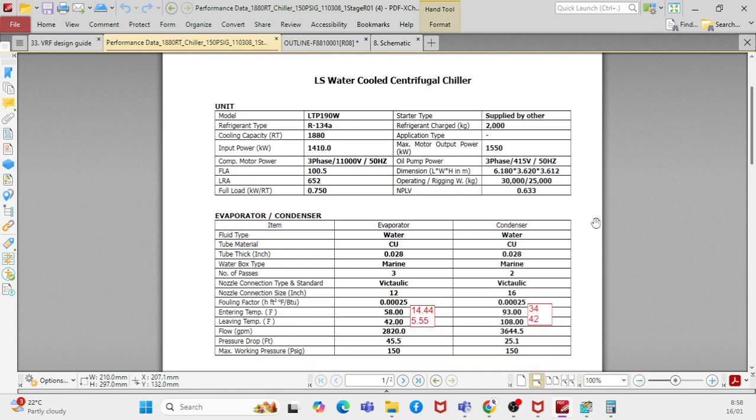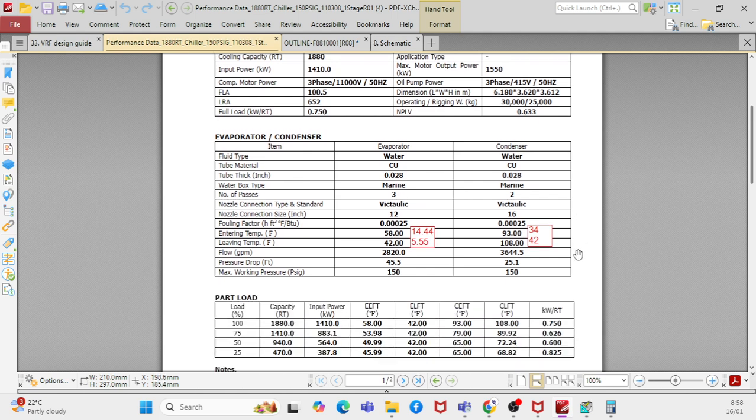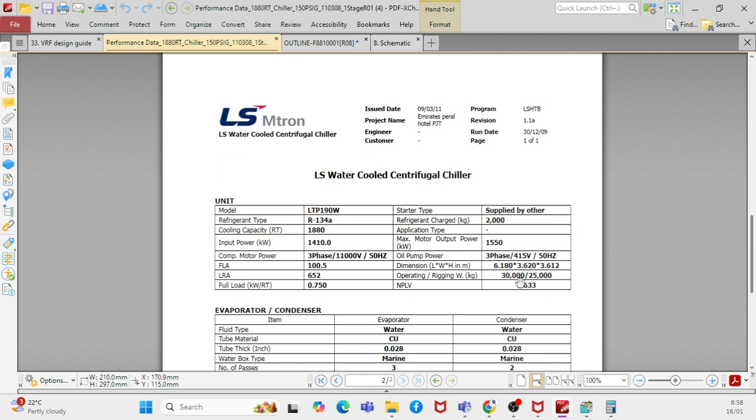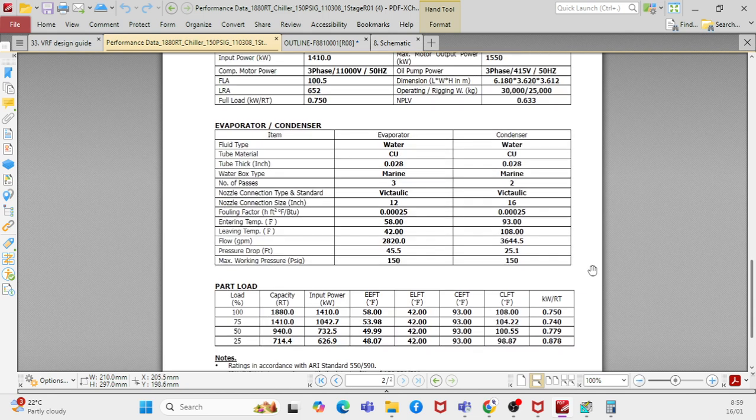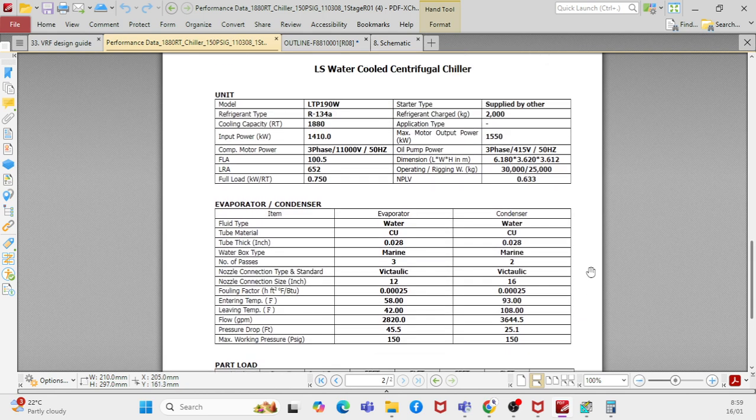Water cooled chiller. Normally they will choose the lowest floor, whether it's the ground floor or, if you have a basement, they will try to go to the basement because it has a lot of weight. I'm not sure whether the weight is here, but it's very heavy compared to air cooled chiller. I think it is here.